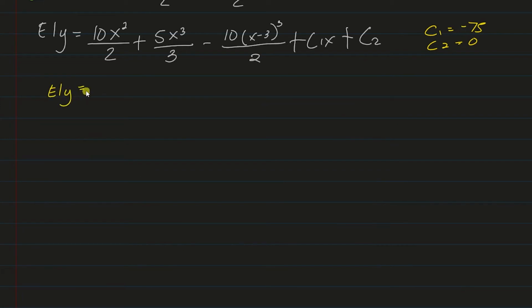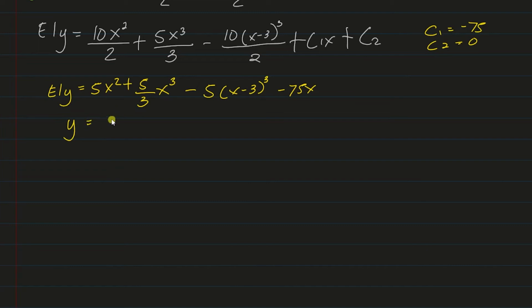So, we have here EIY is equal to, let's simplify this further. 10 divided by 2 is 5. 5x squared plus 5 over 3. Let's keep that as fraction para hindi mag-decimal, kasi kapag decimal, medyo compromise yung accuracy. Minus 10 divided by 2 is 5, 5 over x times x minus 3 cubed plus C1. Ang C1 pala natin is negative 75, x plus 0. So, C2 is 0, so no need to include. Alright, so this is our deflection equation.